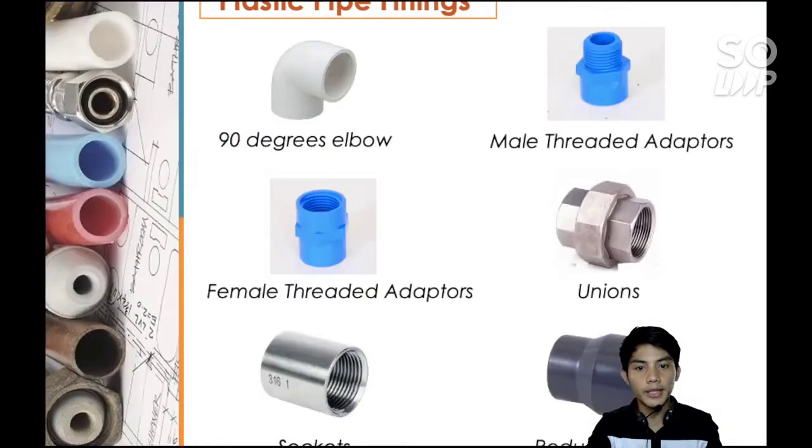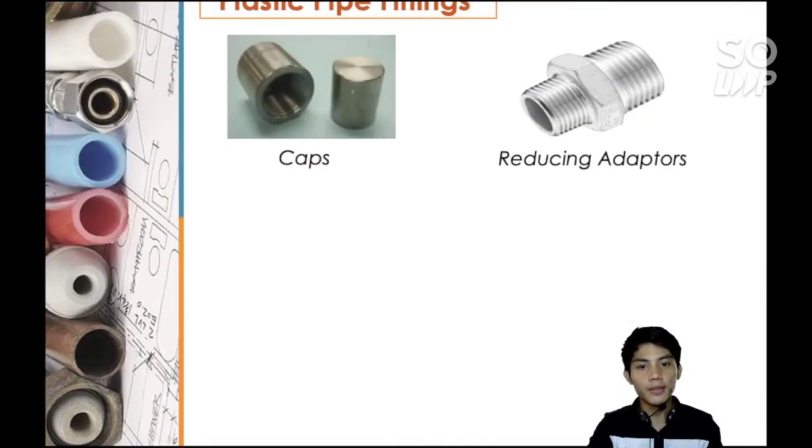Then we have 90-degree elbow. Then male threaded adapters, which are used to connect the pipes, and as well, we have female threaded adapters. Then we have unions, sockets, then reducing sockets. This will make the flow of water constrained. Then caps, which are used at the tip edge of the pipes. Then reducing adapters.